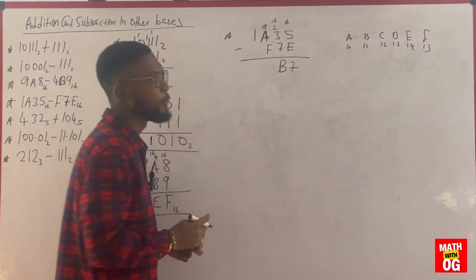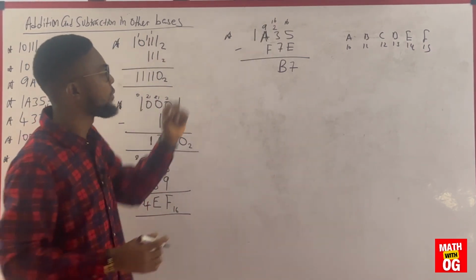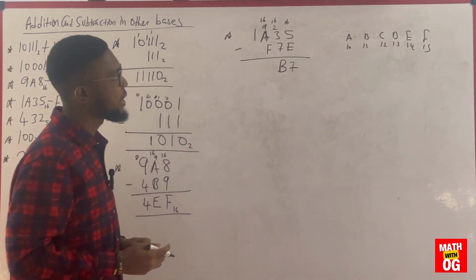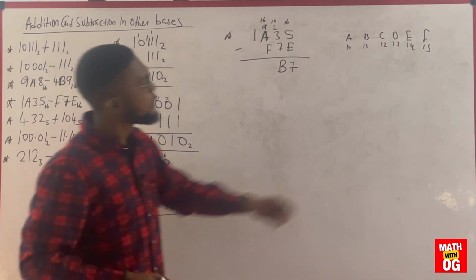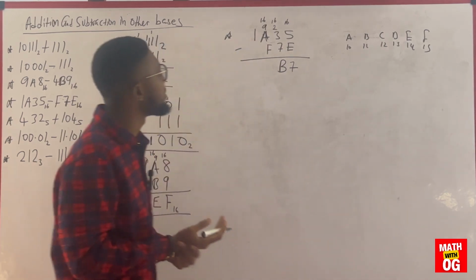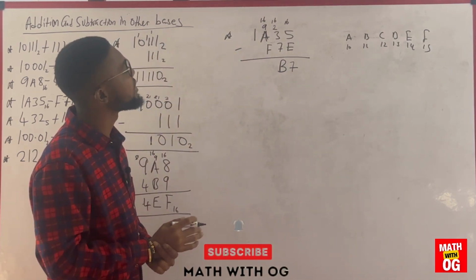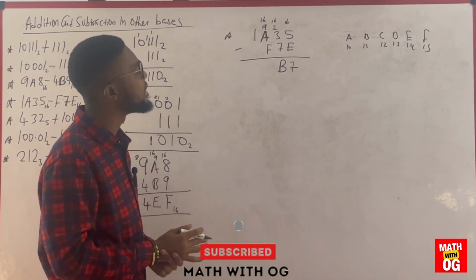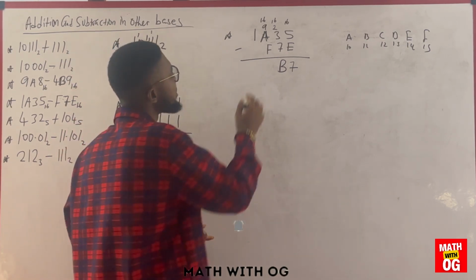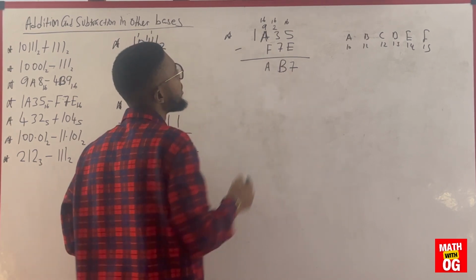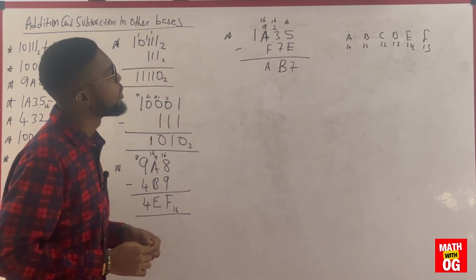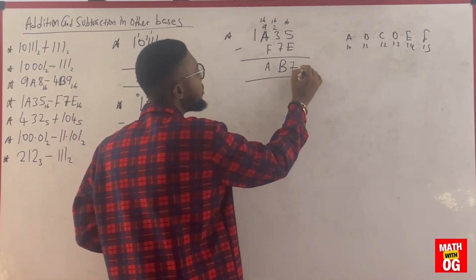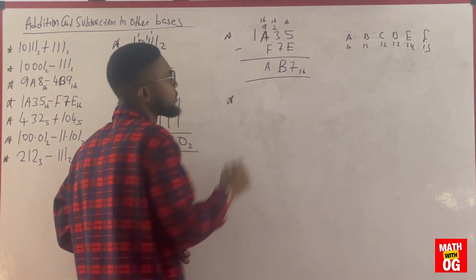9 minus F obviously cannot go through. Borrow 1 from here. Come here as 16. 16 plus 9, 25. 25 minus F. F is 15. 25 minus 15 is 10. And 10 in base 16 is equal to A. So this will be A. So my final answer will be AB7 base 16.